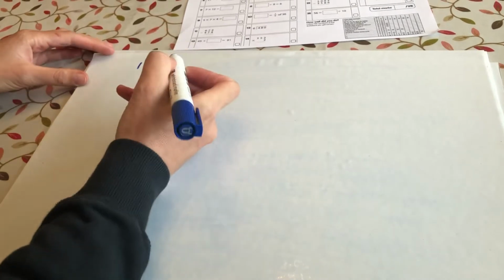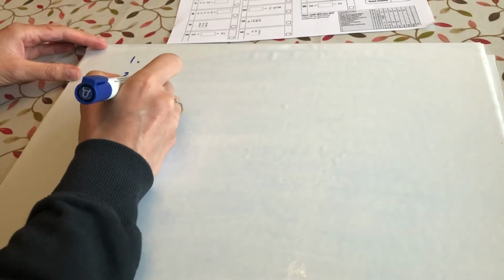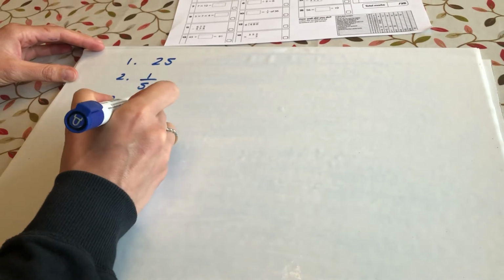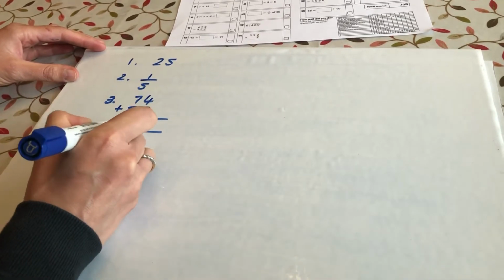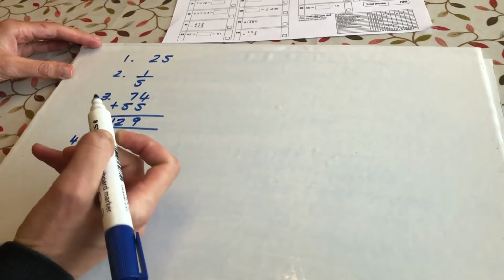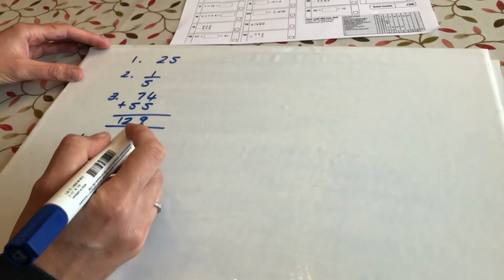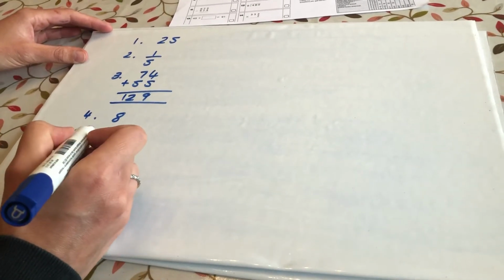Number 1, anything multiplied by 1 is itself, 25. Number 2, 4/5 minus 3/5, 1/5. Number 3, 74 plus 55: 9, 5 add 7, 12. Number 4, a quarter of 32 means 32 divided by 4, which is 8. Number 5, 21 divided by 7 is 3. Number 6, anything multiplied by 0 is 0.